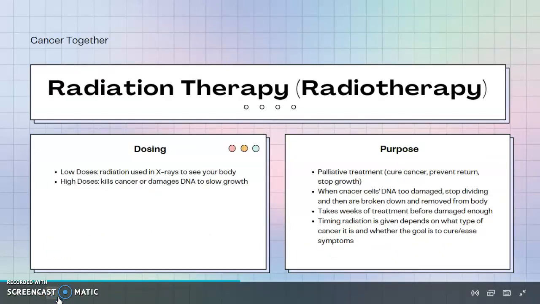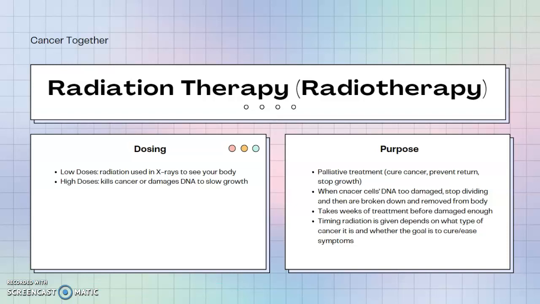So first off, let's talk about radiation in general. At different doses, radiation can be used differently. For instance, at low doses, it's used in X-rays to see your body, while at high doses, it can be used as cancer treatment. For cancer treatment, how radiation therapy, aka radiotherapy, works is by damaging the DNA of cancer cells for days and weeks of treatment to damage it enough so that the cancer cell's growth slows and so that these cells are more likely to die even after treatment ends and be removed by the body later.